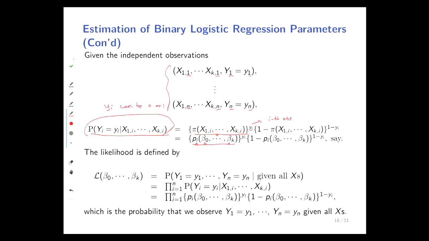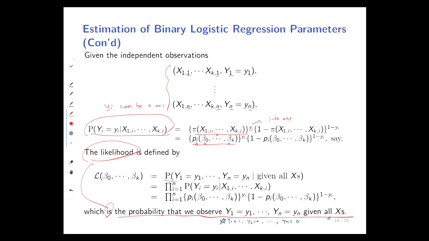And at last, we define the likelihood. What is the likelihood? The likelihood is the probability that we observe y1 equals y1 until yn equals yn, given all the x's. For instance, we can have y1 equals 1, y2 equals 0, y3 equals 1, and so on, until yn equals 0. If we observe this kind of outcome, we can compute the probability of observing it given all values of x. So how can we compute this probability?